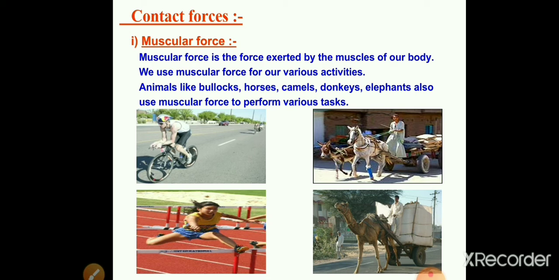You can see in the picture how the muscular force is applied. Here you can see the animals are also using their muscular force. Here is the horse which is pulling the cart. Here you can see a donkey, where it is applying a force. In the same way, the camel is applying a force. Which force is it? That is muscular force. Here the cyclist who is cycling, by pedaling we are applying muscular force.